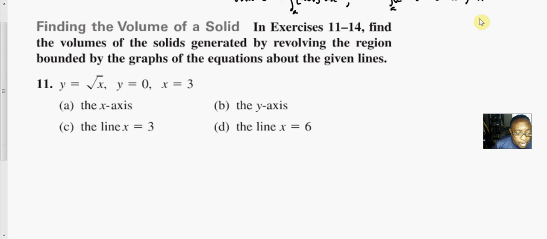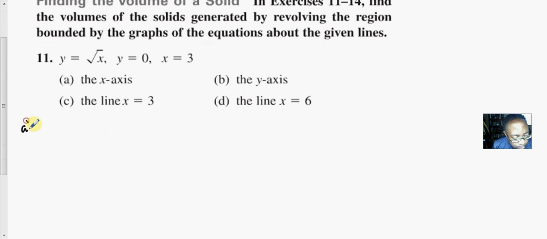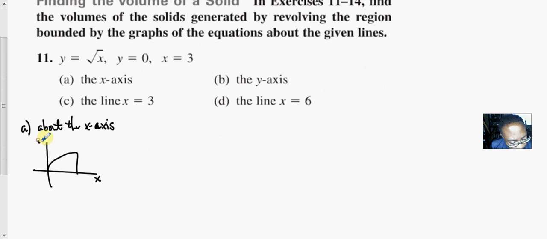Let's consider this problem. We'll do part A first. Here it says about the x-axis. So the graph of the square root of x looks like that. And here it says y equals 0, which is the x-axis, and then x equal to 3. It stays there. You want to rotate this about the x-axis, so it's going to spin along the x-axis.